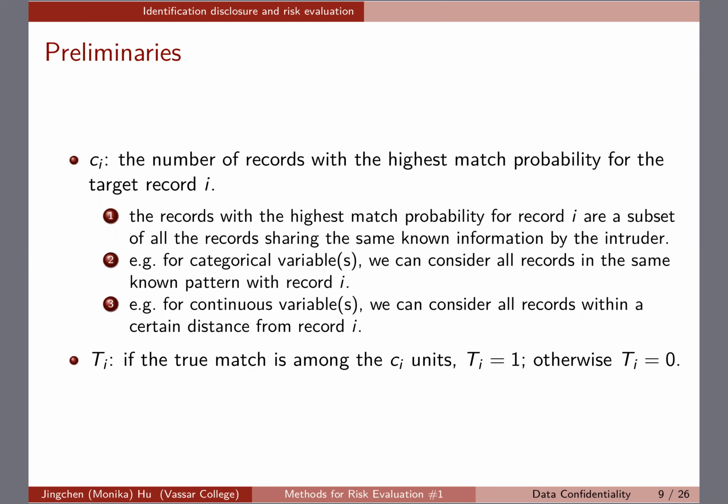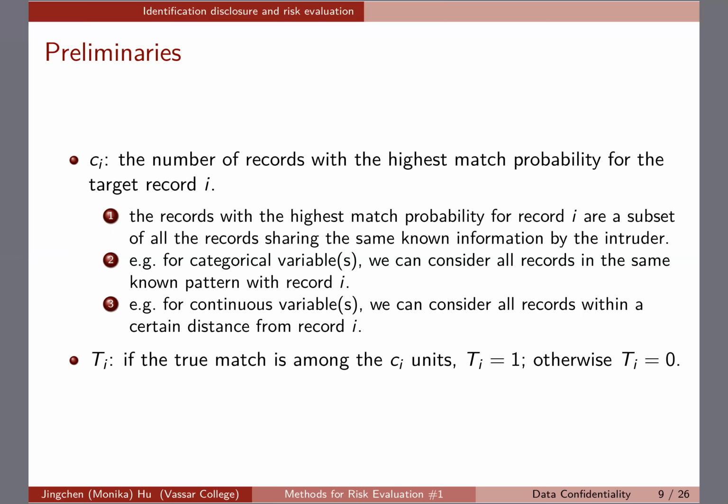All right, so to introduce those 3, we have to have some definitions and notation. So C_i, as you read in the paper, is the number of records with the highest match probability for the target record i. For record i, we count the number of records in the synthetic data that have the highest match probability. What I mean by that, I think I wrote on the to-do list for this week. If we're working with categorical data, let's say I know somebody's sex, race, and marital status. I use that, and then I look at how many records in my synthetic data share the same pattern or combination. Let's say there are 10 people matching exactly the 3 variables I'm looking at, then my C_i is 10.